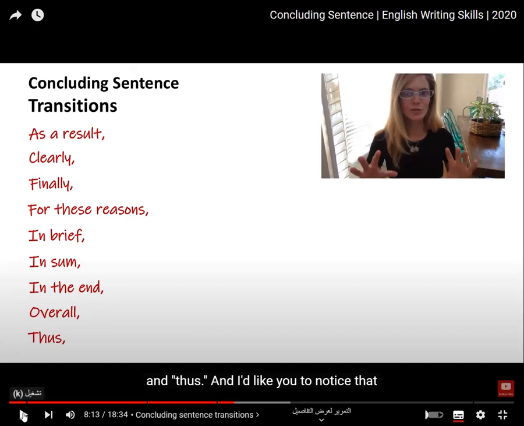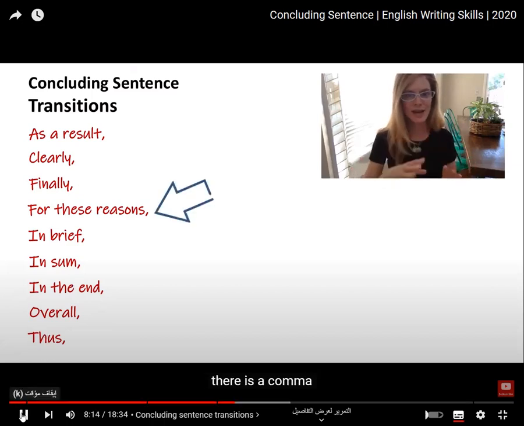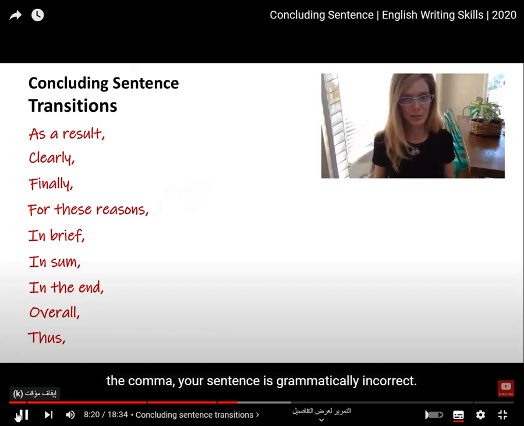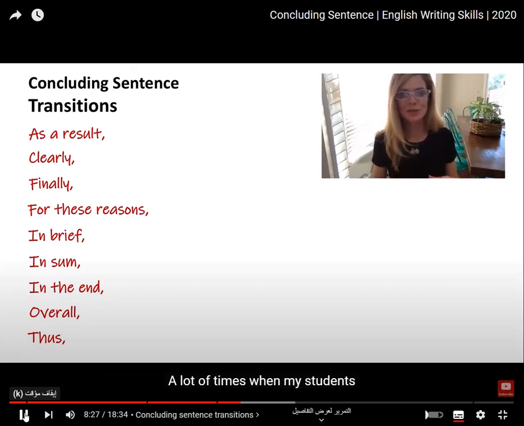Let's continue. You notice that there is a comma after all of these transition words. That's super important because without the comma, your sentence is grammatically incorrect. A lot of times when my students are starting out and they start writing paragraphs in English, I just tell them to pick the transition that they can spell easily. And once they've mastered that, then they can move on to the next one.